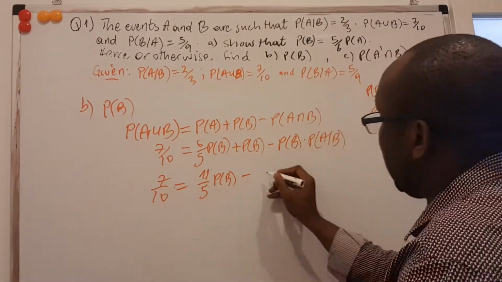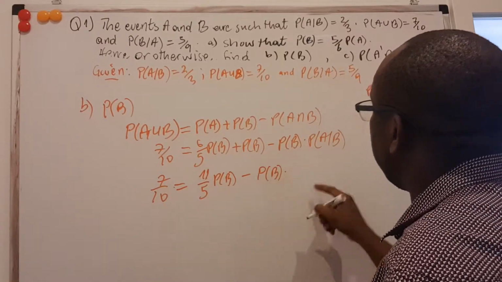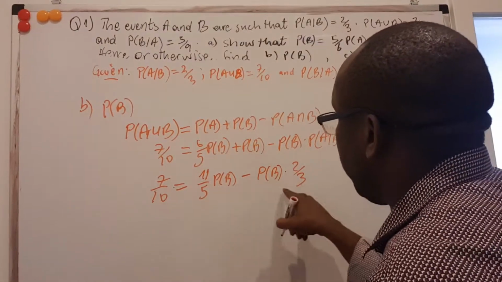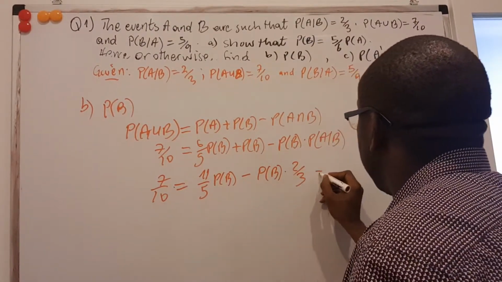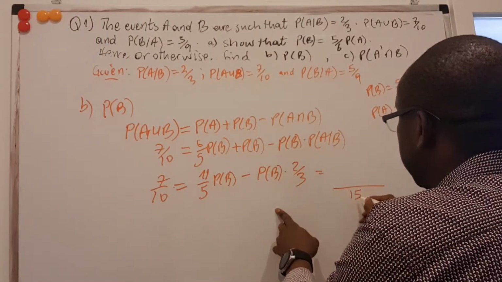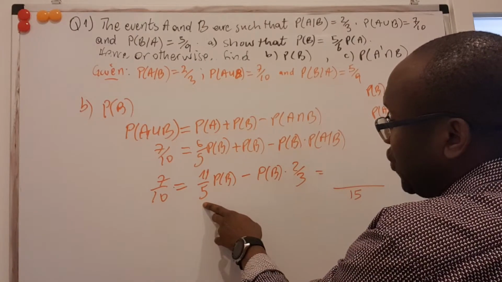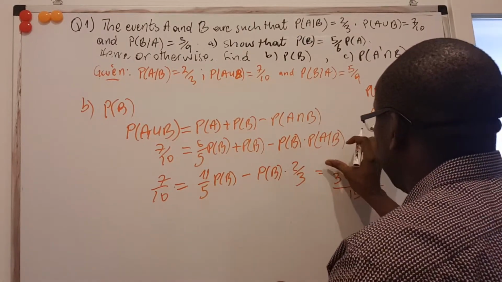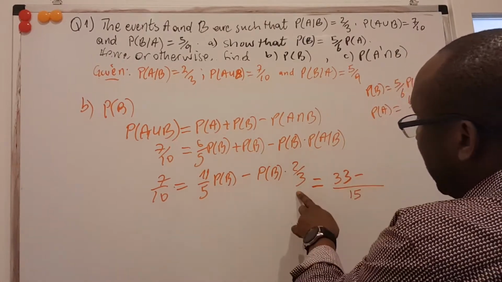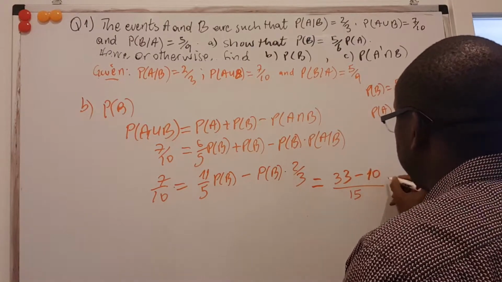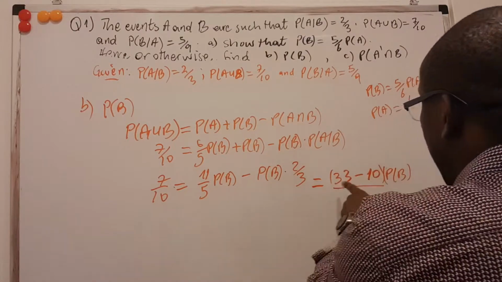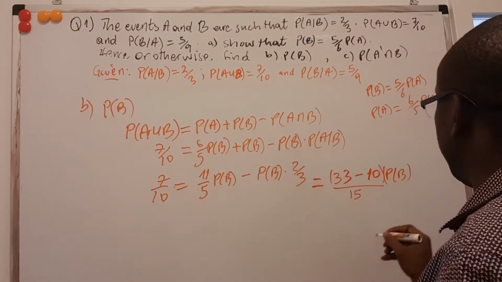here P of B, we don't know it yet, so we still have that. But this we know, and that is 2/3. P of B is common to both, so I can look for the LCM. The lowest common multiple between 5 and 3 is 15. So 15 divided by 5 is 3, 3 times 11 is 33, minus 15 divided by 3 is 5, 5 times 2 is 10. Of course, all that is P of B. If you arrange that well, 33 minus 10 is 23.